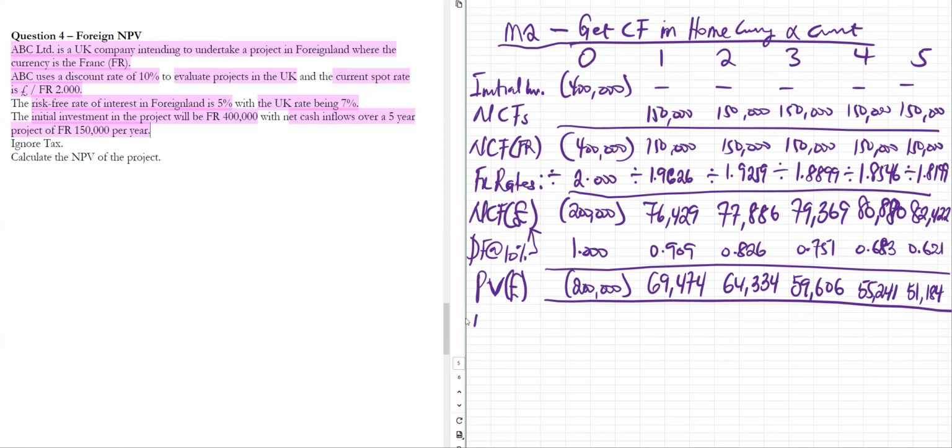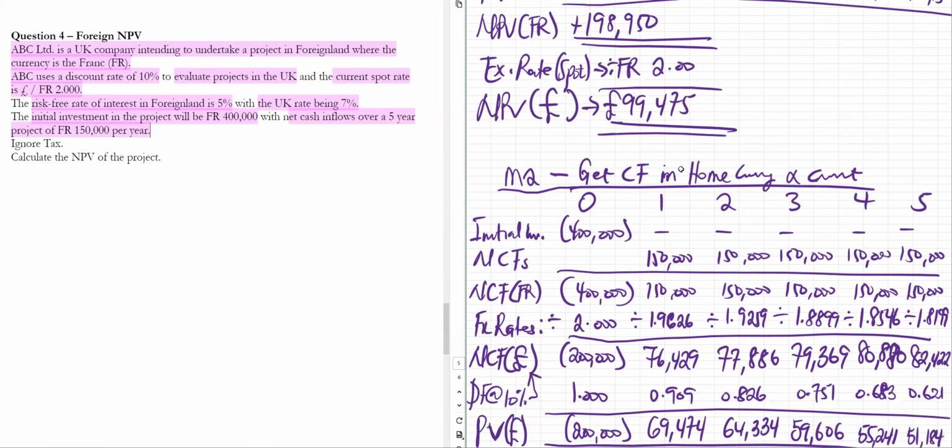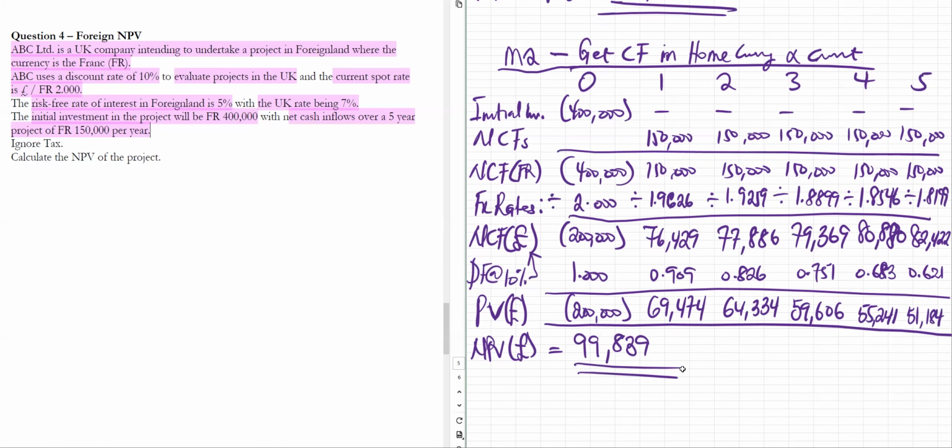So now we get our NPV in pounds. That gives us minus 200,000 plus 69,474 plus 64,334 plus 59,606 plus 55,241 plus 51,184. So we end up with 99,839. It's because of the rounding offs. It should have been just equal to 99,475. You get it? So it's just rounding off.